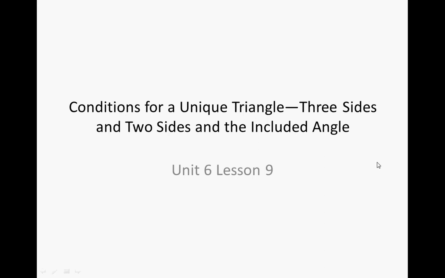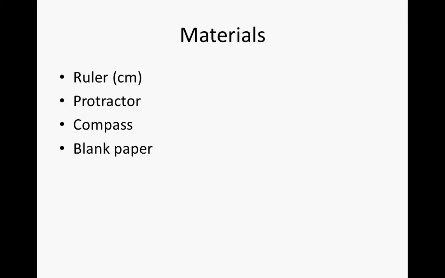Okay, here we are for lesson 9, conditions for a unique triangle, 3 sides and 2 sides and the included angle. So if you notice from our review, there are different types of triangles. Well, how can we decide what is a unique triangle? If all we're given are some simple characteristics, do we have unique triangles or can we draw triangles that are different? So that's kind of what we're looking at for this lesson.